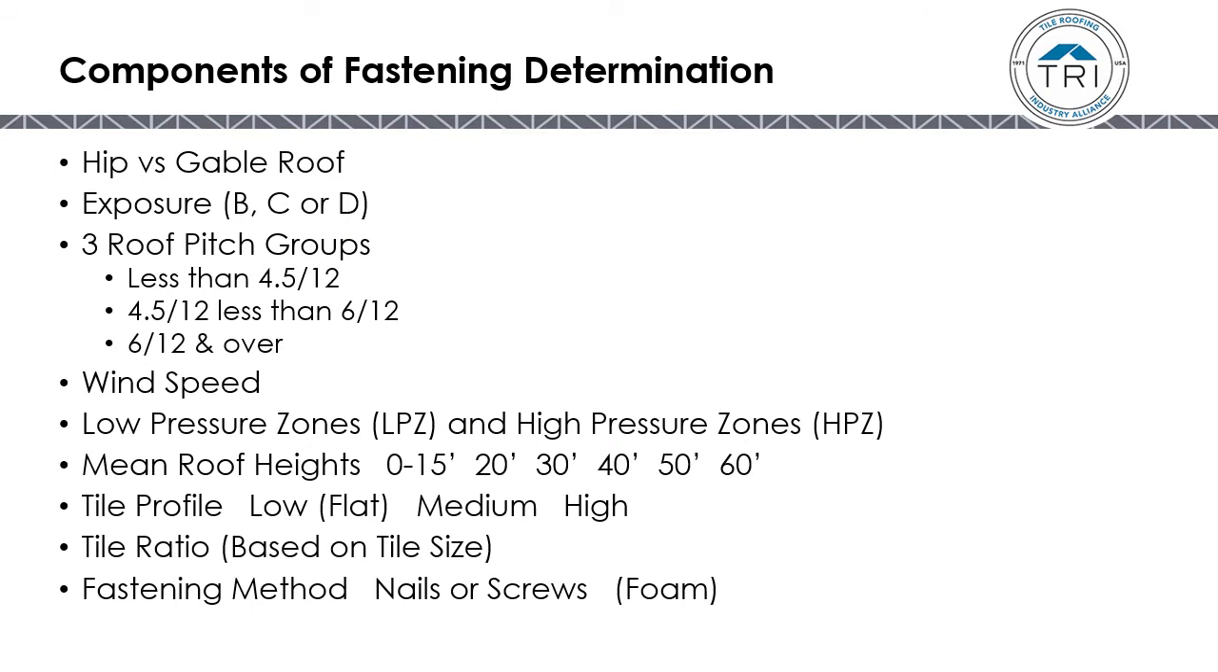Let's look at the components to determine our fastening. Is it a hip roof, a gable roof, or a combination of hip and gables? What exposure are you in, B, C, or D? Exposure definitions can be found on page 50 of the FRSA TRI guide.